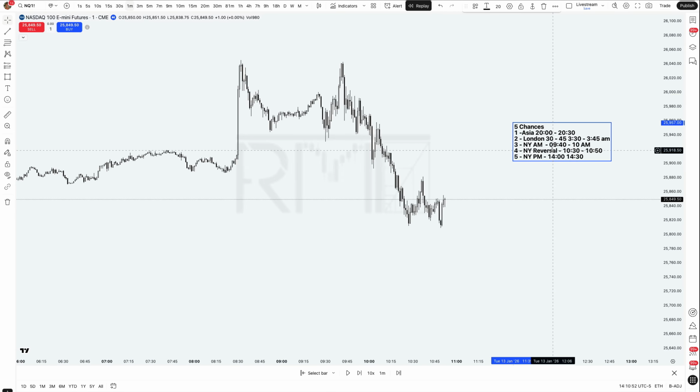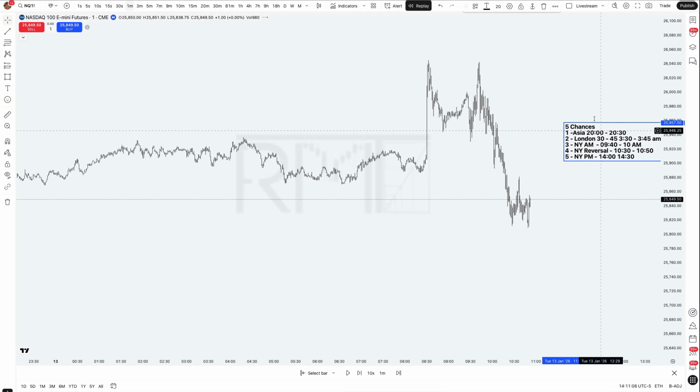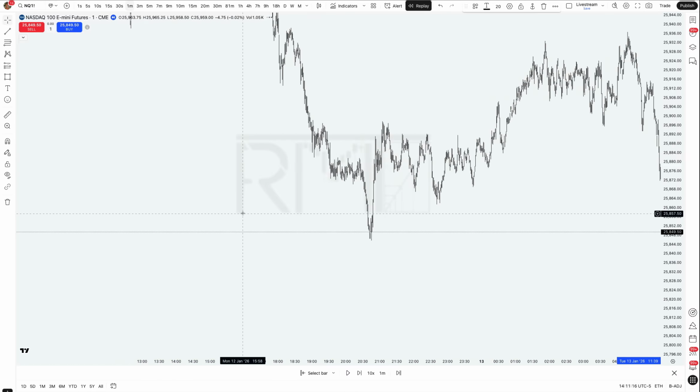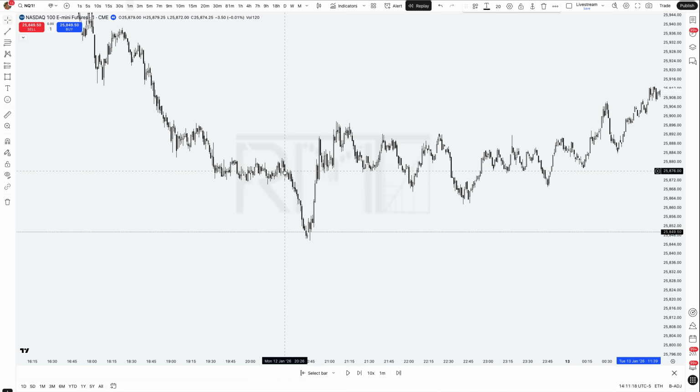Outside these time windows, me personally, I don't look for any trades, because those are the 5 times during the day the price is most likely to make a nice move. All the other times you should have a small move, a slow move, or a consolidation. So let's take a look at what happened from yesterday to today.